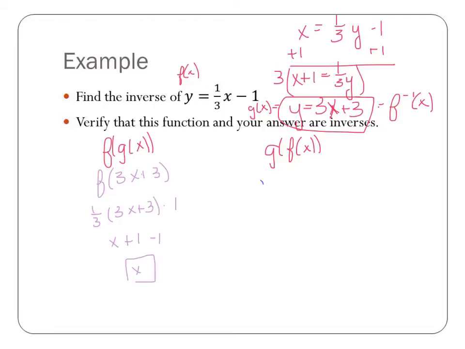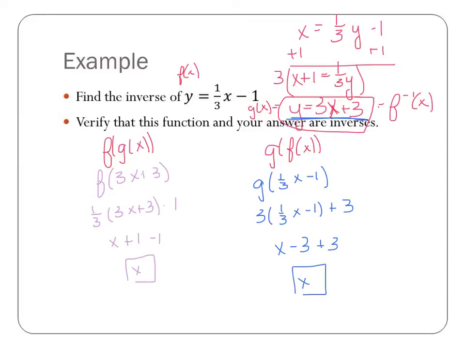And then we're going to do g of 1/3 x minus 1, which is going to be 3 times 1/3 x minus 1 plus 3. So this is x minus 3 plus 3, which is x. So then that verifies that this up here is my inverse function.